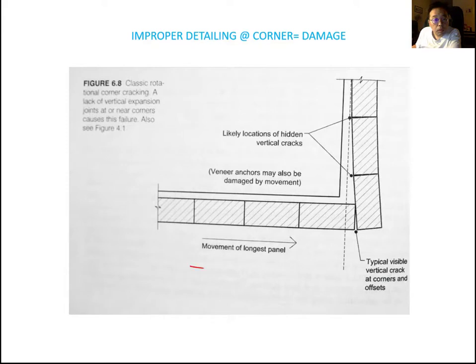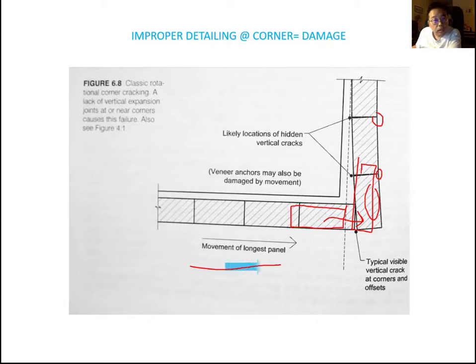So that's why you can see more damage here, from the movement of the long panel. If you don't have any tolerance space between the horizontal layer and the vertical layer, this keeps moving to this side, and the expansion of the mortar keeps pushing this side of the brick, causing some cracking at this corner condition.